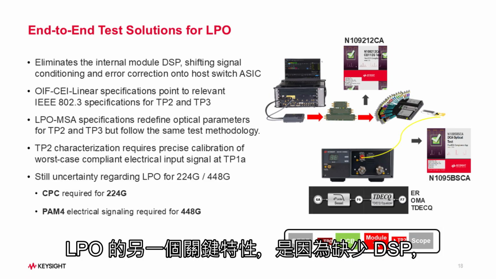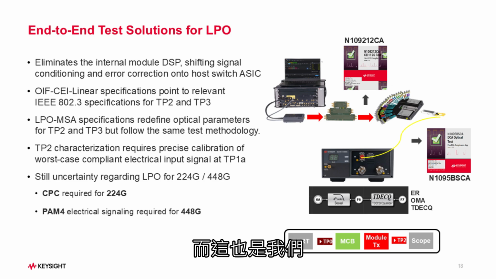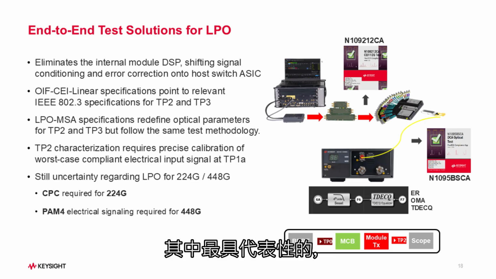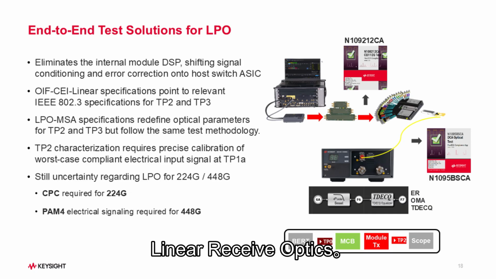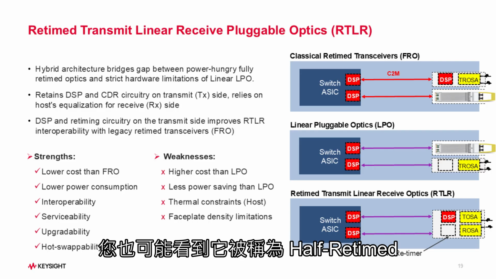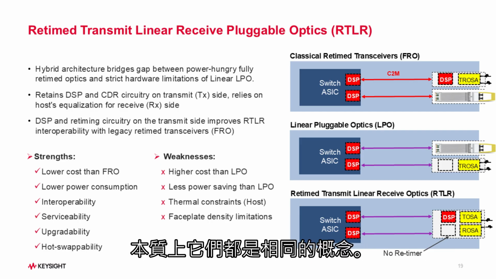Another critical aspect of LPO is that the lack of the DSP makes interoperability extremely challenging. And that is the primary reason why we're looking for alternative methods. And particularly, I'm talking about the next type of pluggable optics that we'll look at, which is retime transmit linear receive optics, or simply called RTLR. You'll also see people referring to it as half-retimed pluggable optics, or LRO, linear receive only. It's essentially the same thing.